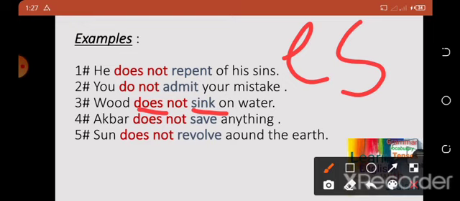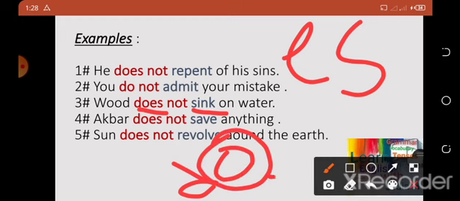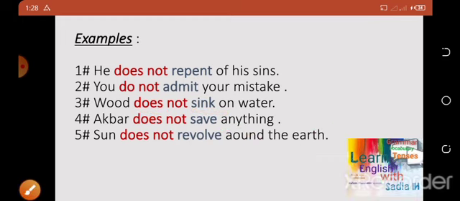As we have studied earlier, for verbs whose ending letters are o, s, double s, x, ch, sh, there we add es. So the ending letter of do is o, so we add es there. Akbar does not save anything. Sun is singular, so we add does not: the earth does not revolve around the sun.